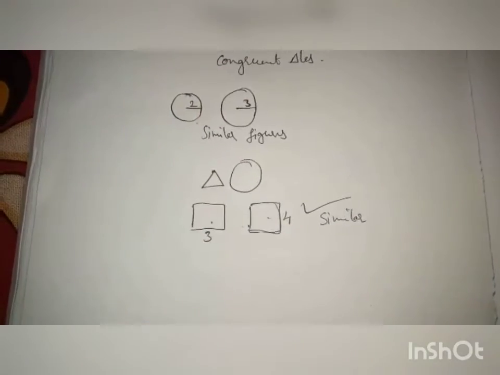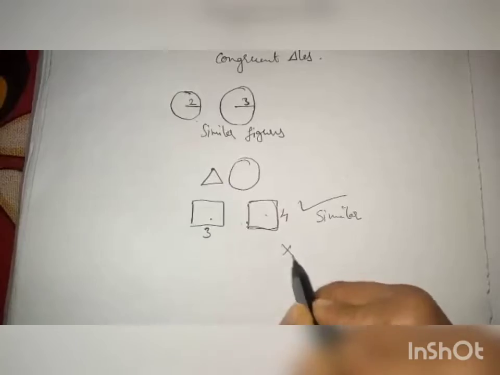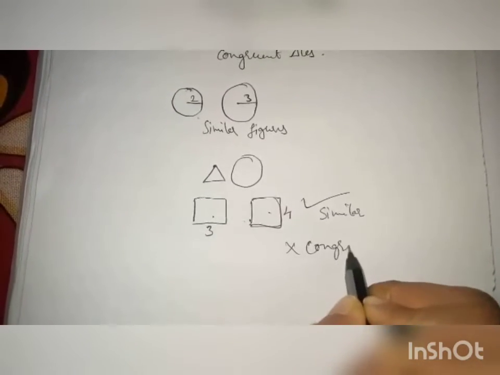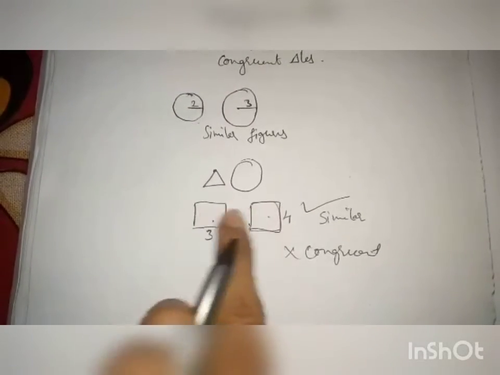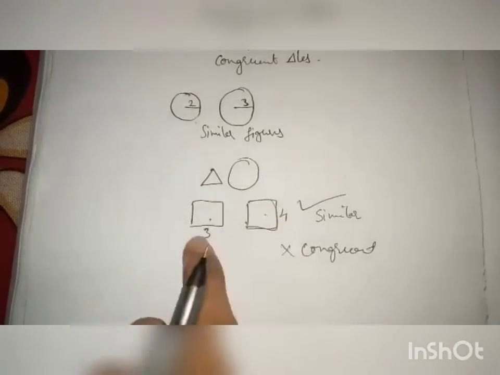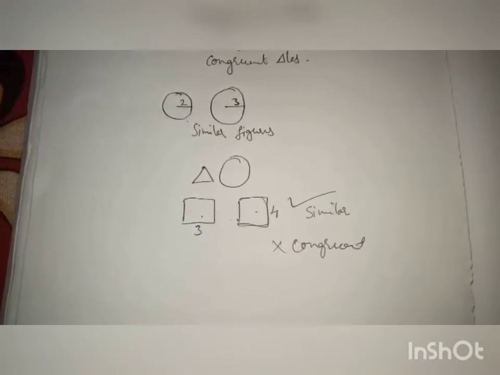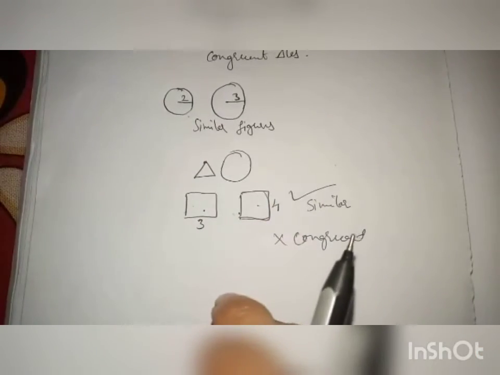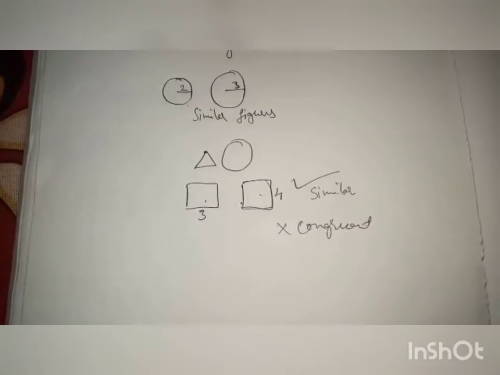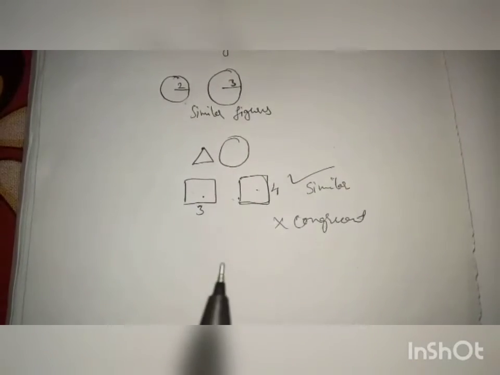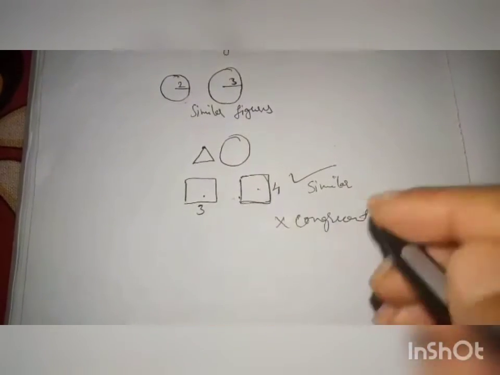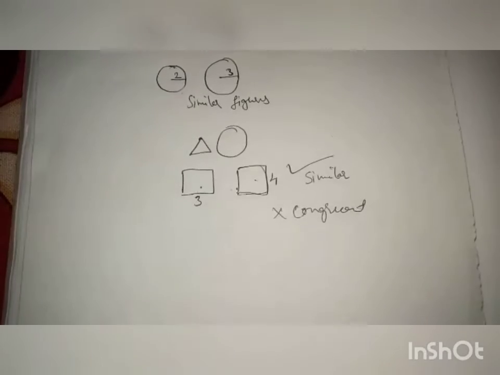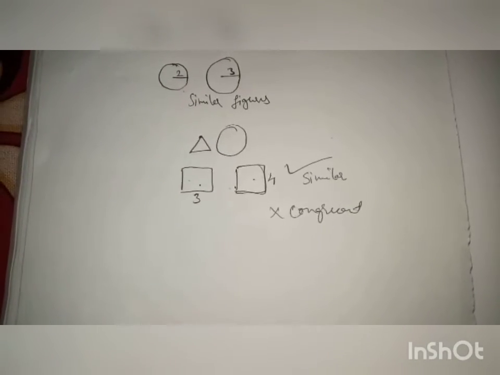What about congruent? Whether it is congruent? No, right? Not congruent, because they have the same shape but sizes are not equal. So congruent means you will have same shape and same measurement, same size, and in similar you will have same shape and size need not be same.